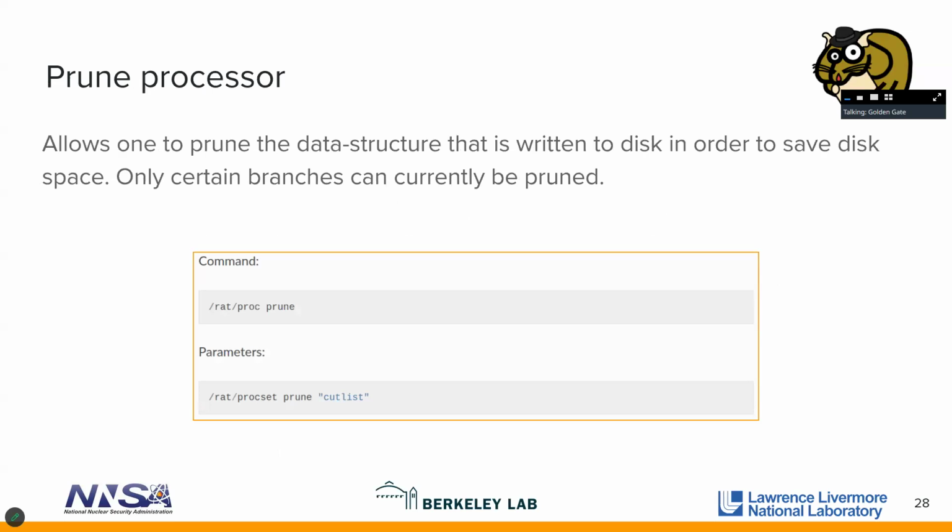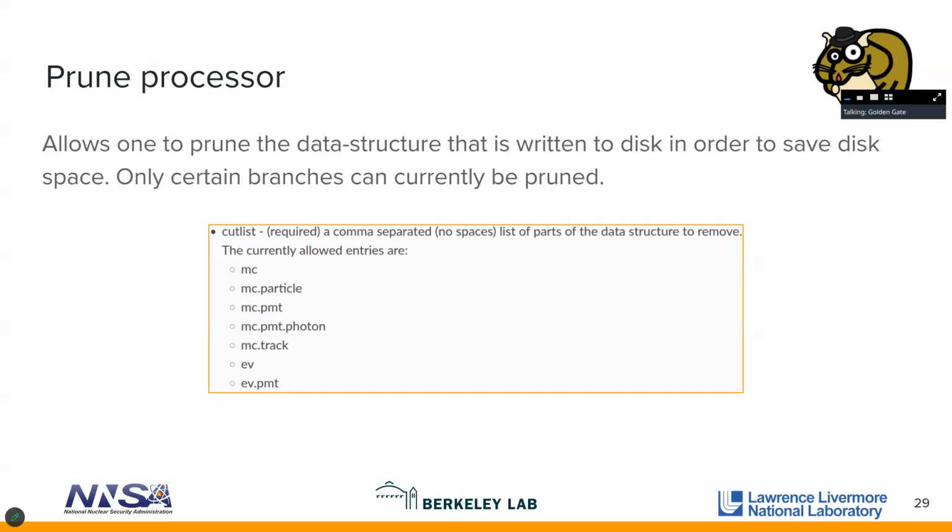Okay, so a couple other processors just to go through, just to get to all of them. The prune processor is pretty simple. The idea is that you can actually remove parts of the data structure from your output file just to save space. I won't go into too much detail on this one. The commands are there, it's documented pretty well. You provide a cut list and you can set a variety of different names to cut.